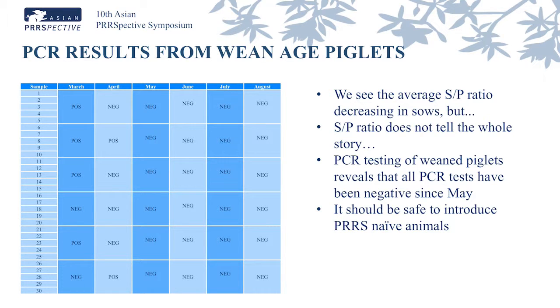Again, I'm going to argue that the PRRS ELISA does not give us enough information to make that decision. We need to add PCR, and specifically we need to add PCR on weaned pigs in our farrowing house.